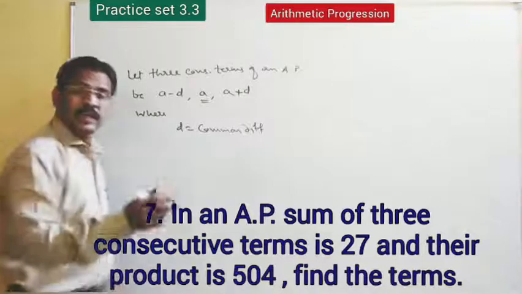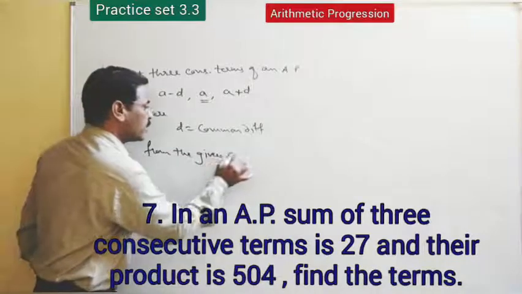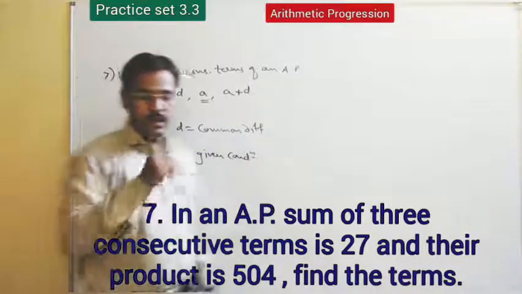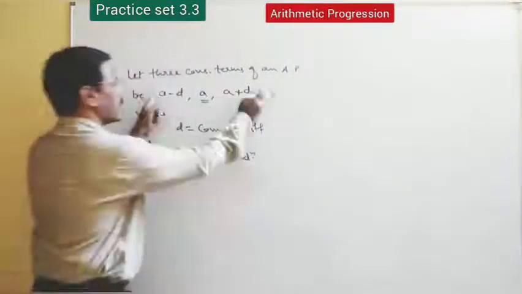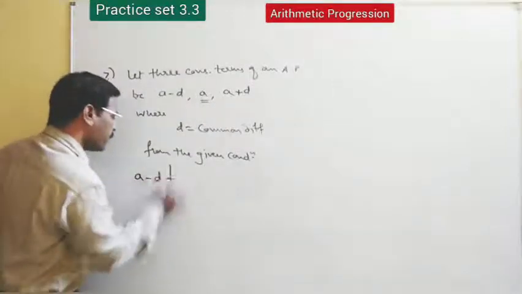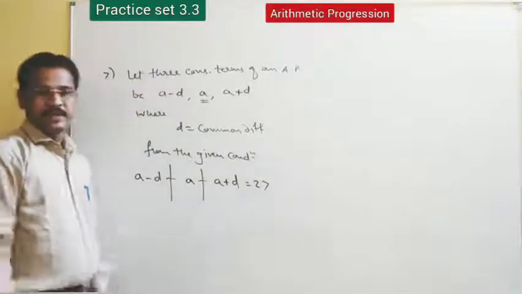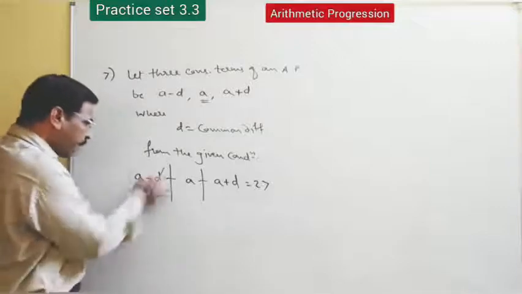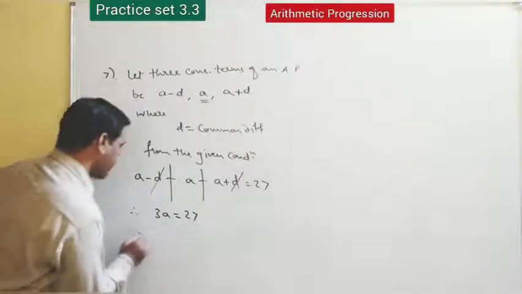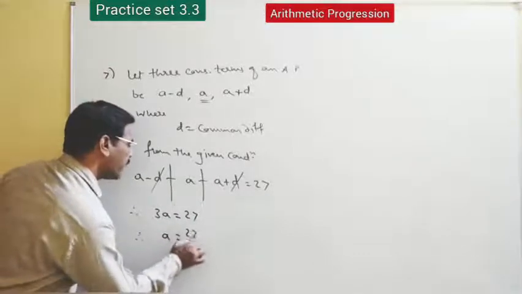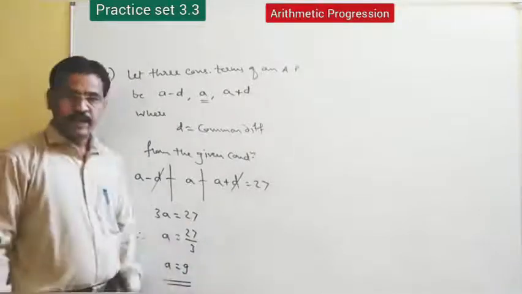Okay, so what information is given in the given condition? Here it is given to us: the sum of three consecutive terms is 27. Sum of three consecutive terms means A minus D plus A plus A plus D is equal to 27. If you observe here, minus D plus D gets cancelled. So what do we get here? 3A equal to 27. Therefore, A is equal to 27 by 3. Hence, A is equal to 9. Now we have to find D.